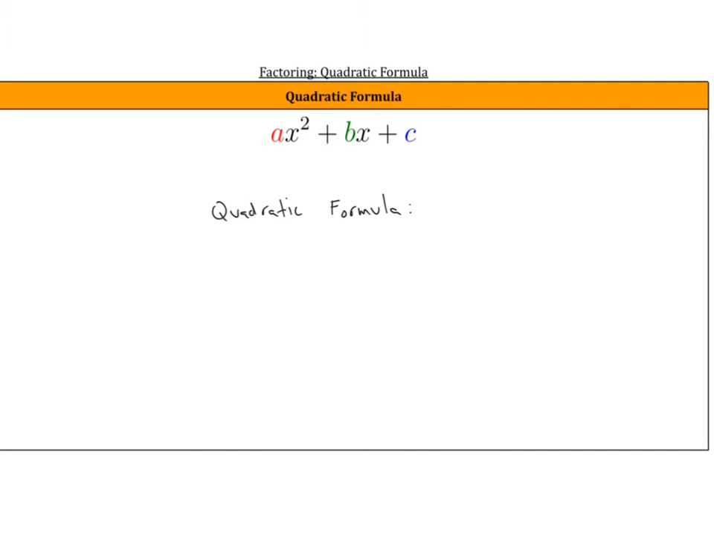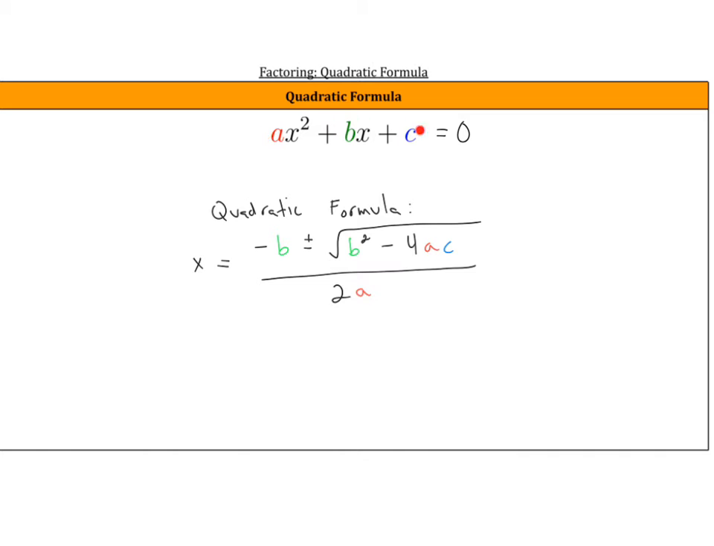So the quadratic formula is when x is equal to negative b plus or minus the square root of b squared minus 4 times a times c, and all of this gets divided by 2 times a. Now, when do we use this? We use this when we are trying to solve a quadratic equation.